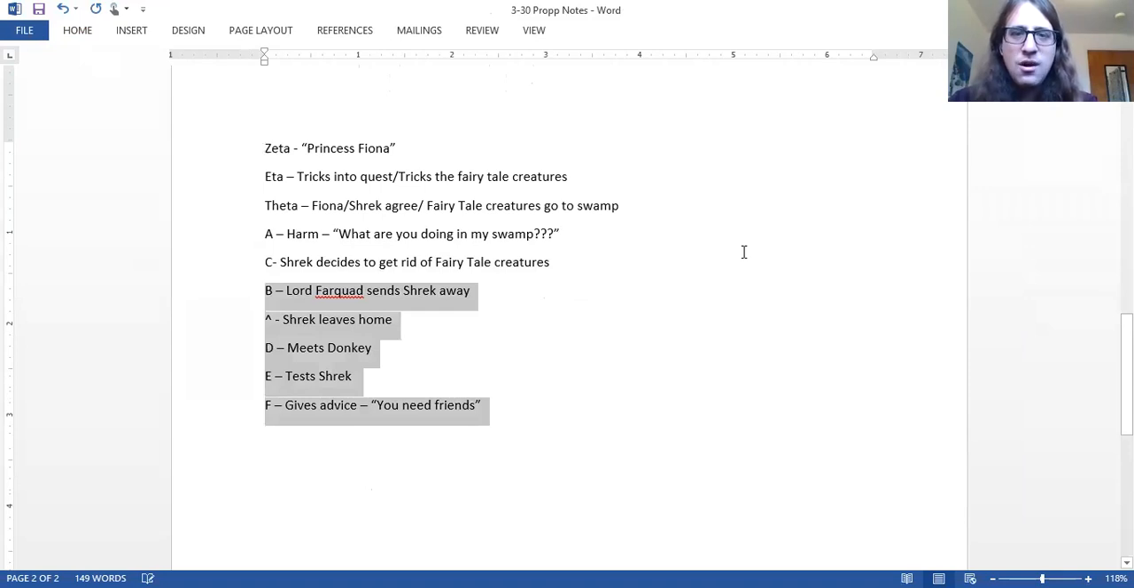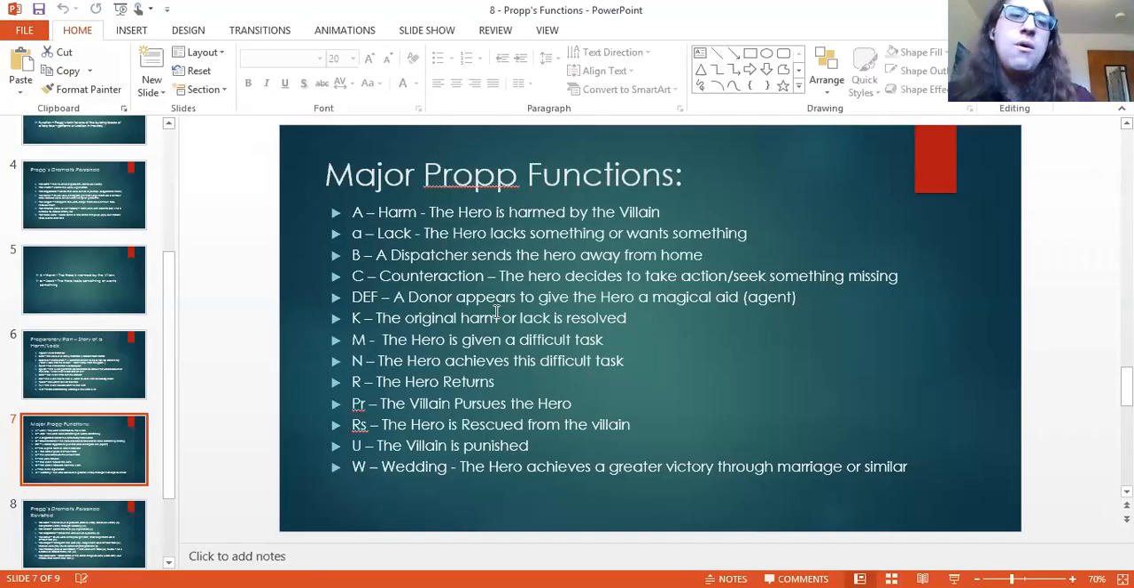So now we can go back to the functions here. I think one of the most important functions is letter K. K doesn't really stand for anything. These letters are kind of falling apart as abbreviations, but K is when the hero solves the original problem, the original harm or the lack. And it's interesting that in a lot of fairy tales, this is not the end of the story. In fact, usually it's not the end of the story, because the hero ultimately ends up doing something different than they were originally setting out to do.